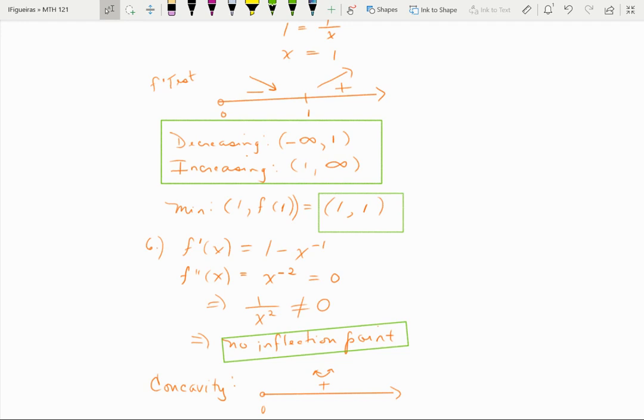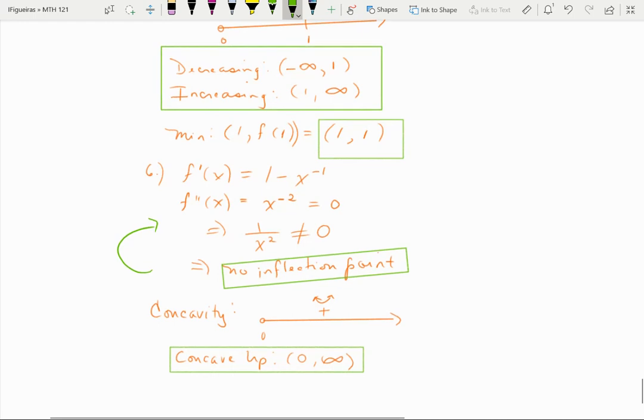But similar to the previous example, that doesn't mean you can't check for concavity. Remember, your domain is from 0 to infinity. So as long as you pick any number in the domain, plug it into your second derivative, which is here, then you can find your concavity. So no matter what you pick, if you do 1 over that value squared, you're going to get a positive result, which means your function is always concave up. So it's concave up from 0 to infinity.